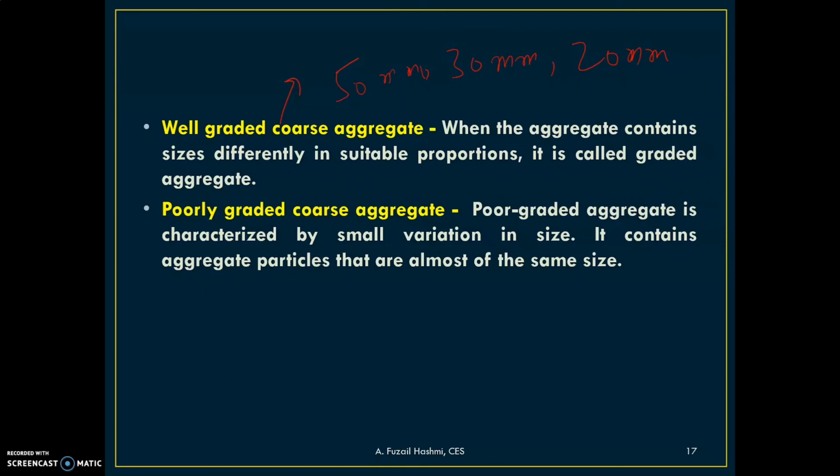It is of good quality because the voids are minimum here, and it also provides good strength in the concrete. Now poorly graded coarse aggregate is where aggregate of a particular size is more, meaning only 50 mm size aggregate is more. So it contains particles that are almost of the same size. That condition is known as poorly graded coarse aggregate, meaning there is a small variation in the size of the particles.